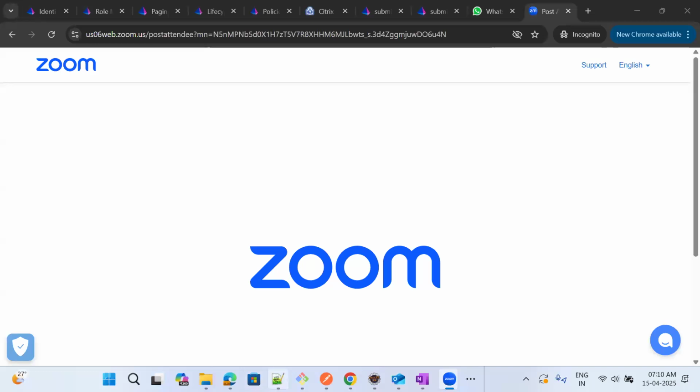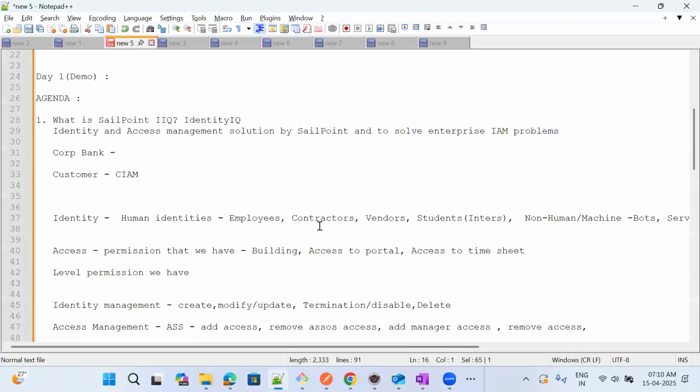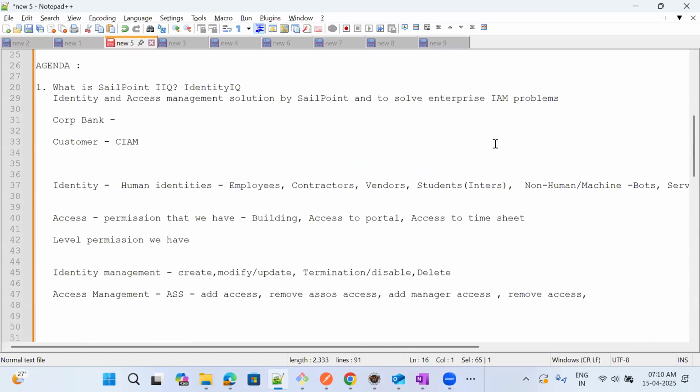I'm sharing my screen. Let me know once you are able to see. Can you confirm if you are able to see my screen? Yes, Kalyan. Okay, thank you.